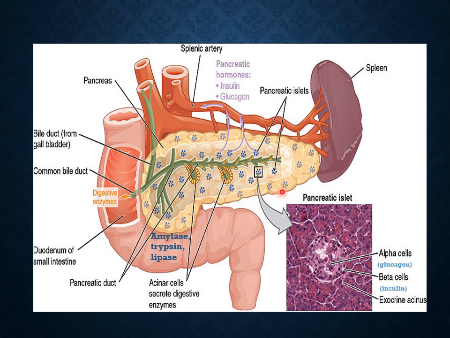Histologically, there are two types of cells. One is the acinar cells, which secrete the digestive enzymes amylase, trypsin and lipase. Scattered among these acinar cells, which form the bulk of the organ, 80% or so, are the islet cells, which are endocrine cells, which consist of the alpha and beta cells, which secrete glucagon and insulin respectively.